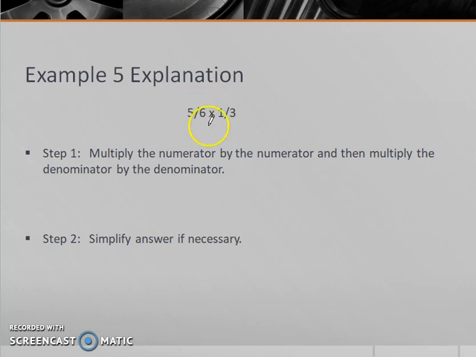So here we're going to multiply numerator times numerator, and when we multiply 5 times 1, we get 5. And then we're going to multiply denominator times denominator, and here we're going to get 9. I'm so sorry, we're not going to get 9, we're going to get 18. I was adding them. See how easy it is to make those mistakes? So it's a good thing I caught myself. All right, so now we have 5 over 18.